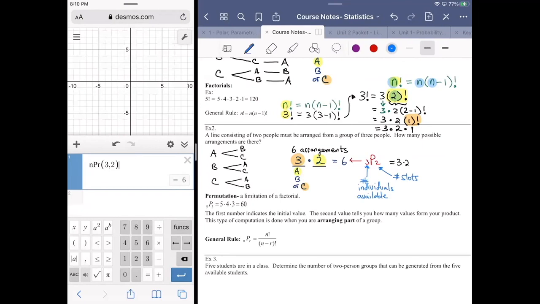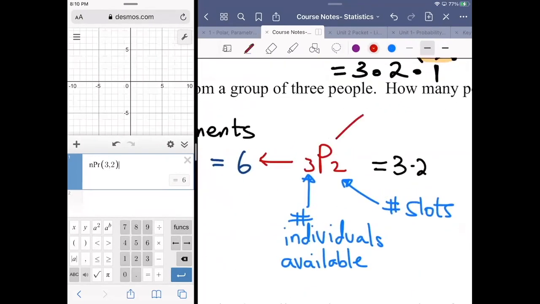right? So the issue that we're always going to run into when it comes to technology is sometimes the math way of representing a computation and the way technology accepts it is slightly different. And so we have to make that adjustment. So we write it on paper as 3P2, but on the calculator on Desmos, it's nPr 3, 2, right, on Desmos.